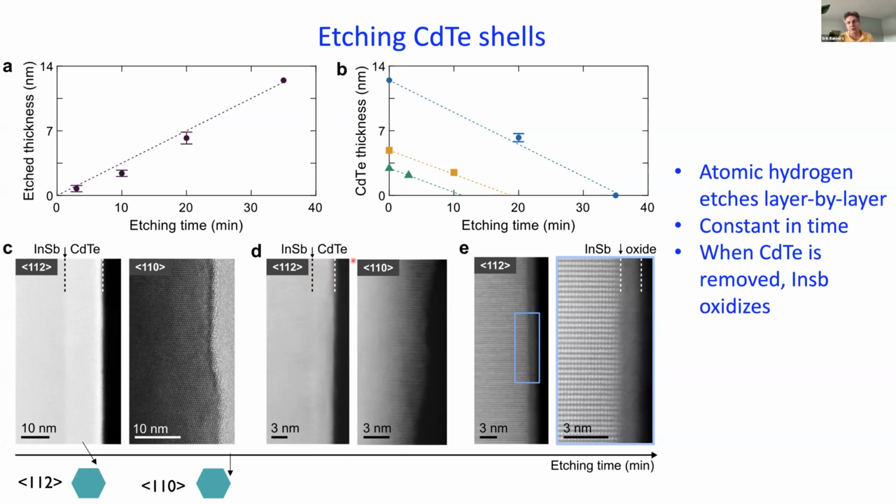And if we expose it for a very long time to atomic hydrogen, then we can completely remove the cadmium telluride shell. And then we start to see that the indium antimonide oxidizes again. Yeah, so this is a way to very precisely tune the thickness of the cadmium telluride tunnel barrier.